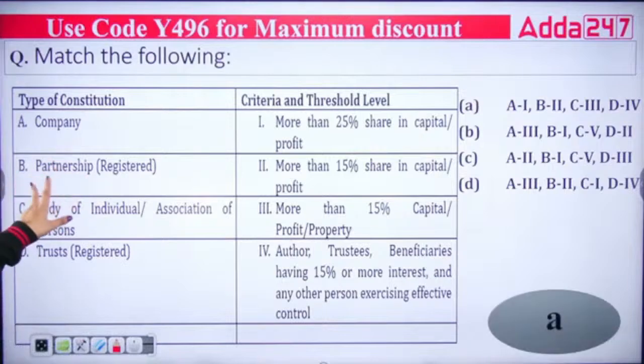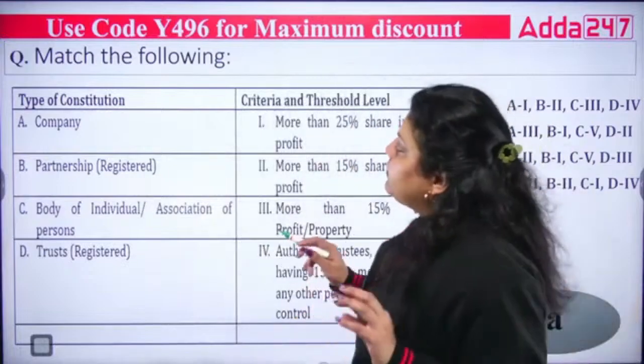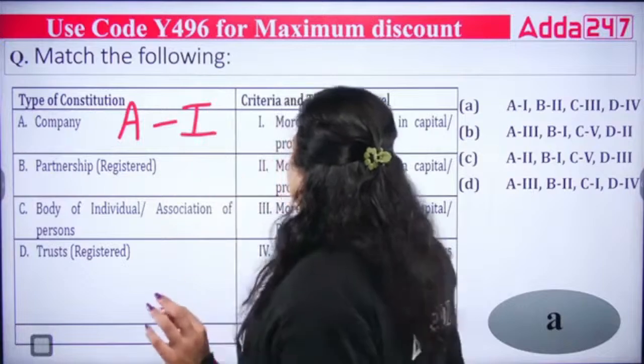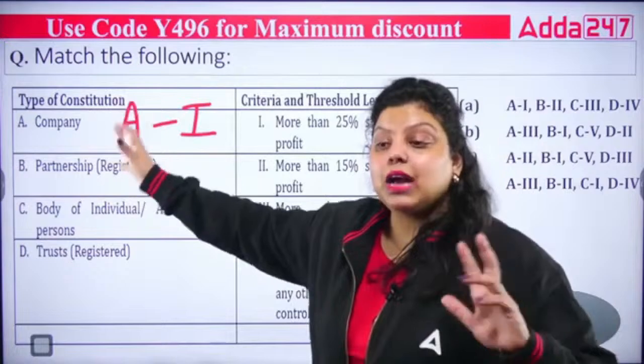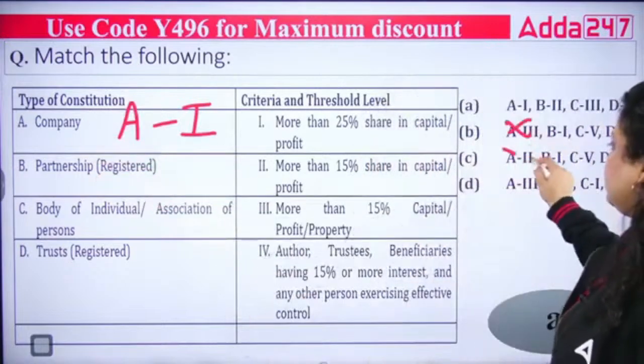Clear? Next, the match the following question. If you do not want to read all, like in the paper, you do not have to go with each and every column. Like here we have found out that the company is having more than 25% share in the capital or profit. So we have found out A is 1. Now you can start eliminating the options. When you eliminate the options, you can see all the 3 options have been eliminated.